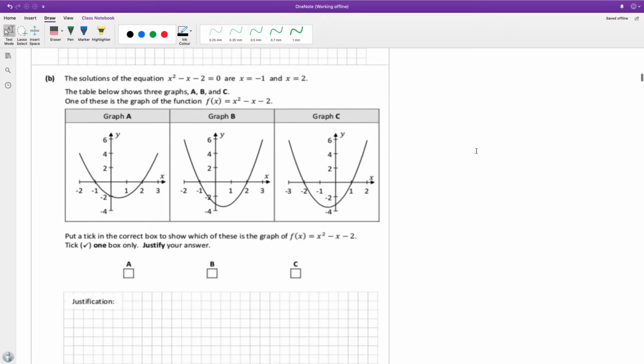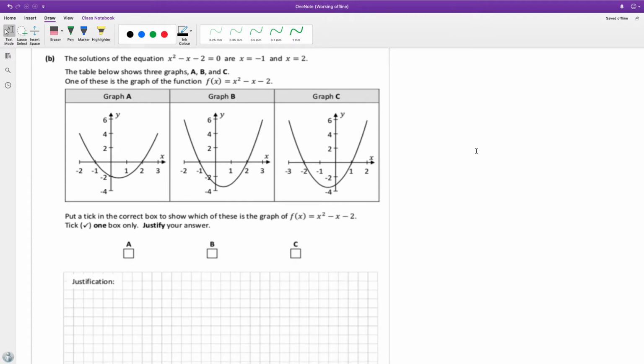Right. If we come down here to part B then, this is the functions bit. The solutions of the equation x squared minus x minus 2 is equal to 0 are x is equal to minus 1 and x is equal to 2. The table below shows 3 graphs, A, B, and C. Which of these is the right graph? B. Why do you reckon it's B?